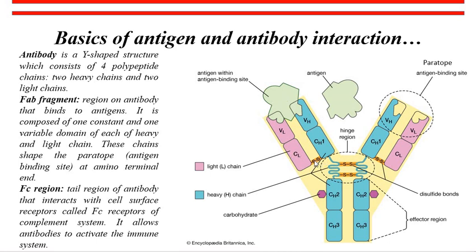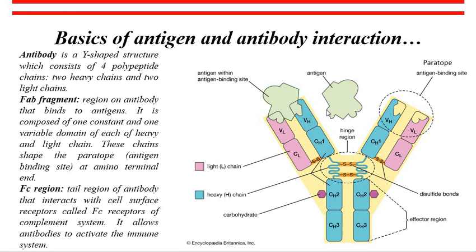Now this part of the antibody, which comprises one constant and one variable domain of each of the heavy and the light chain, is known as the Fab fragment, or fragment antigen binding. This part of the antibody is used to bind with the antigen, as is shown here. The antigen is shown in green color.